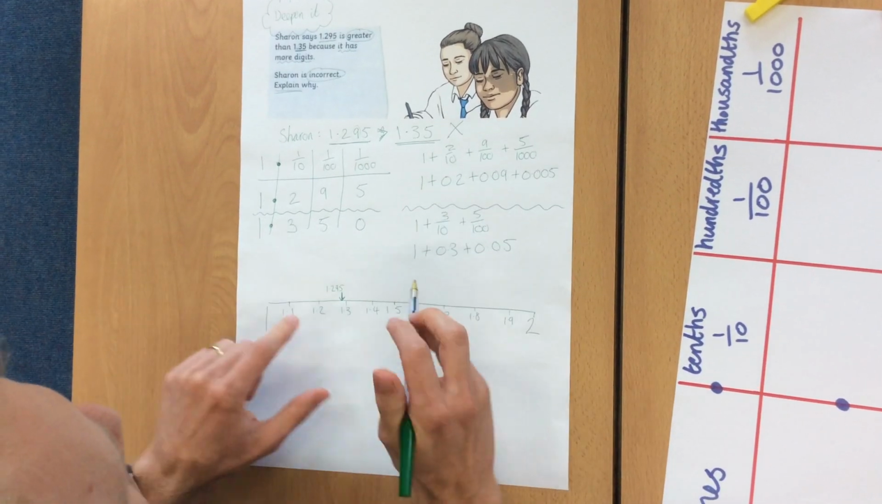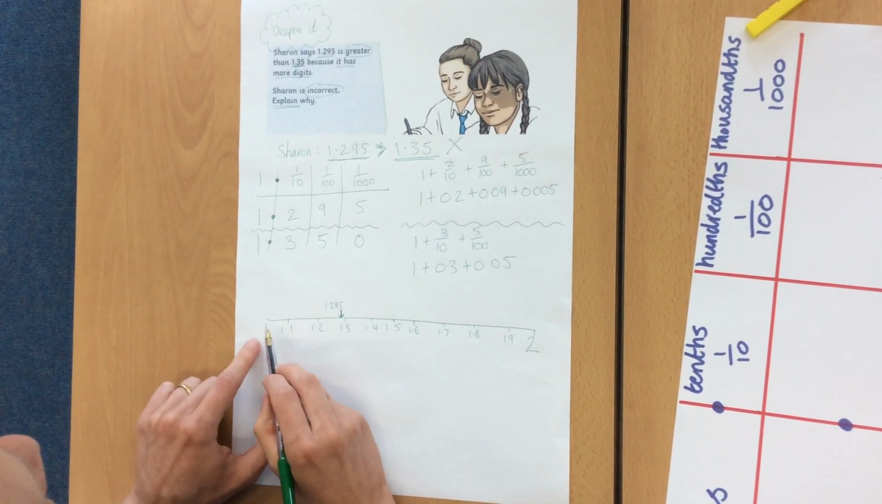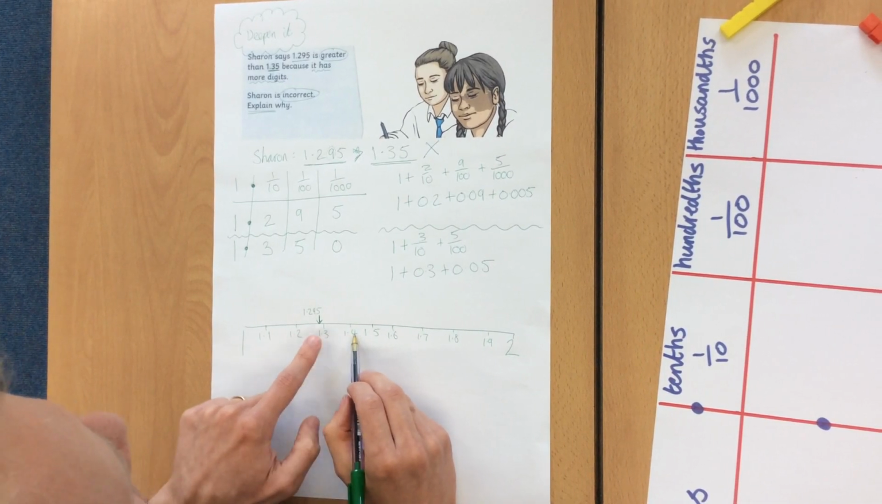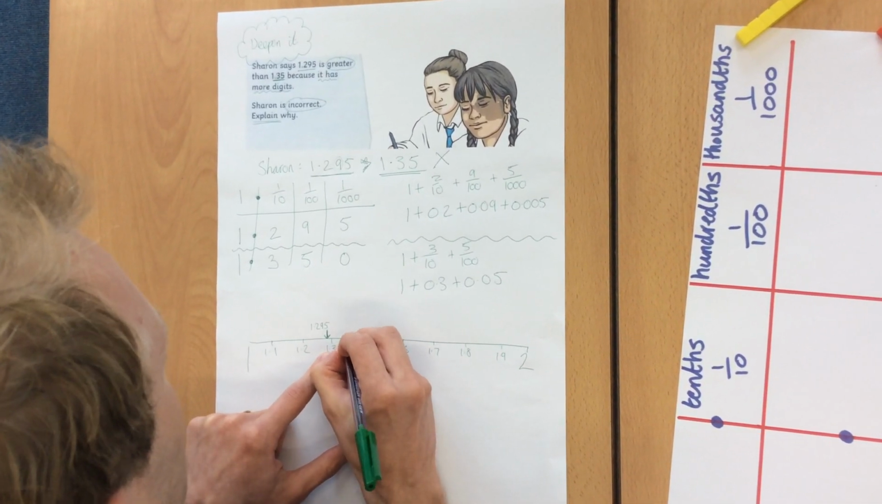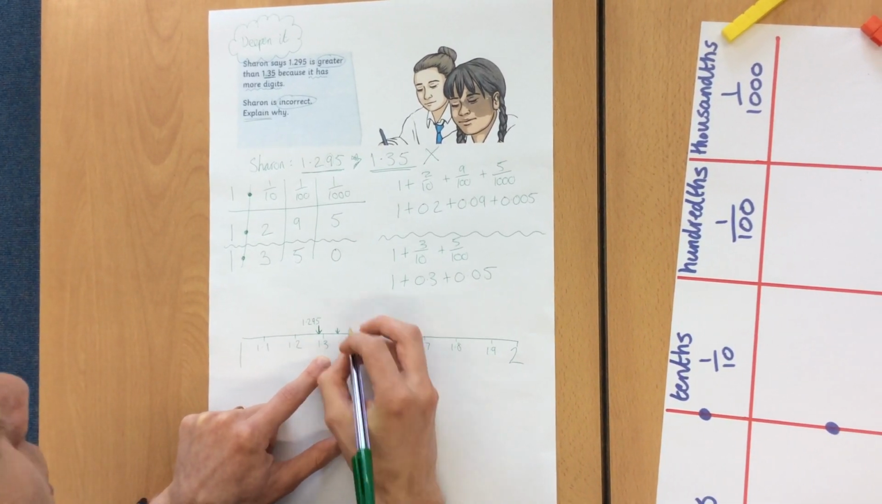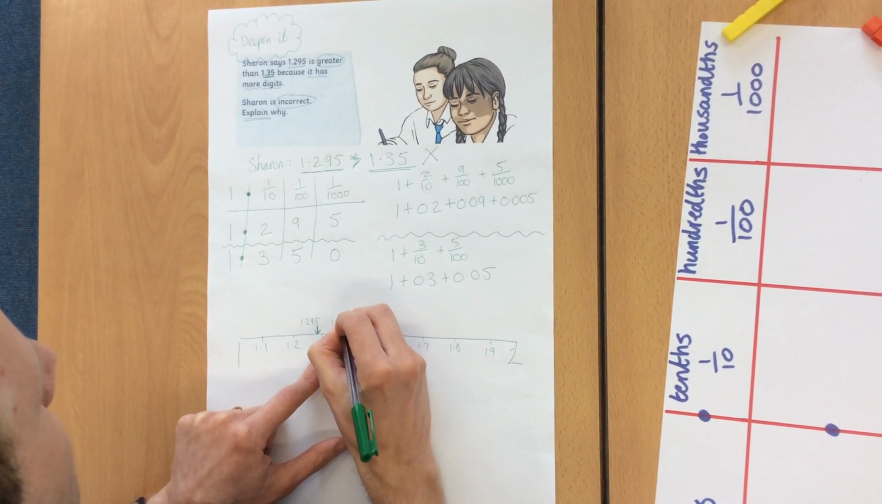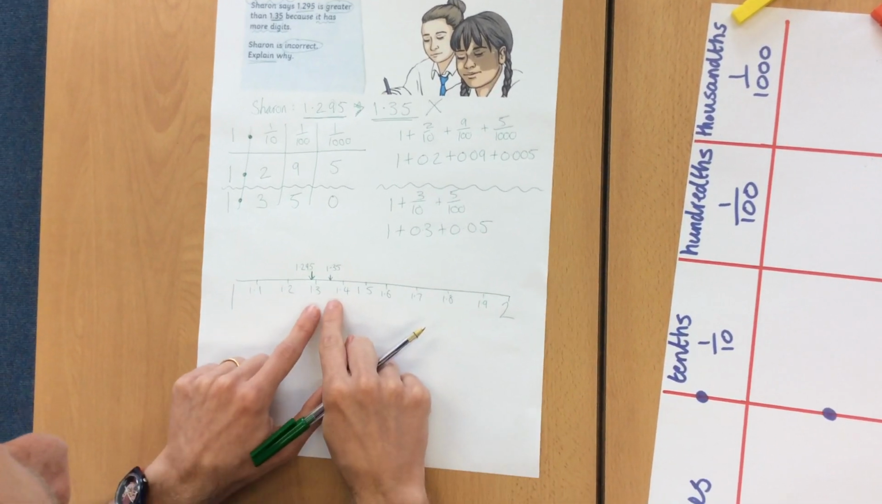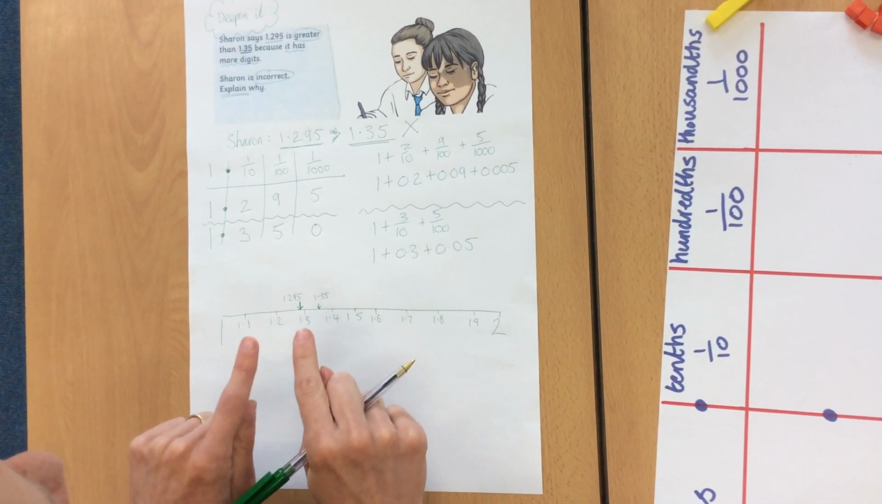Now my next decimal is 1.35. So I've explored it, I'm happy with it. So 1.35. 1, 1.1, 1.2, 1.3, 1.4. 1.35 is actually bang in the middle between 1.3 and 1.4. So 1.35. Now if I'm looking at this number line, which is the greater decimal?